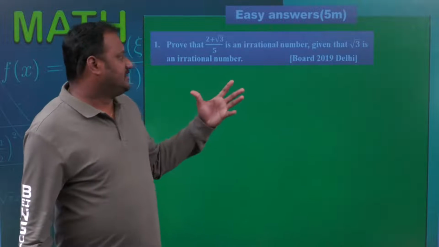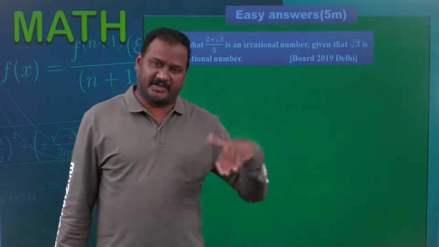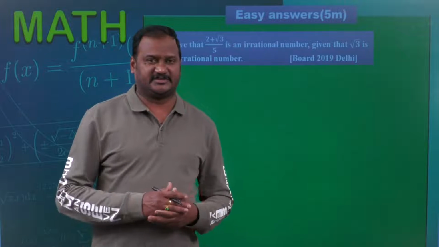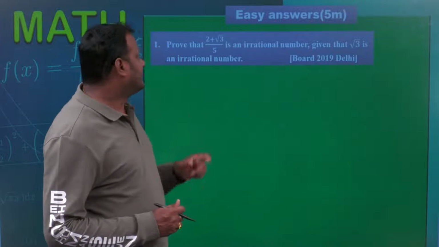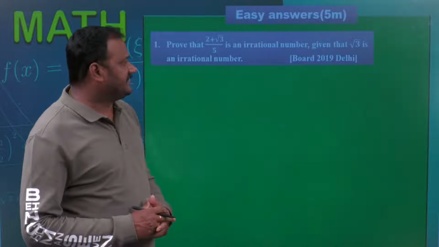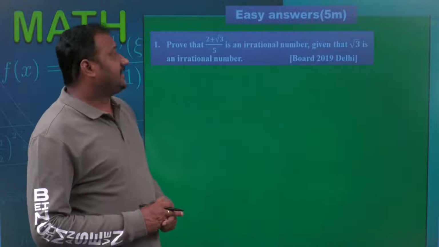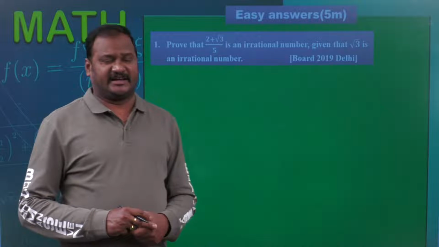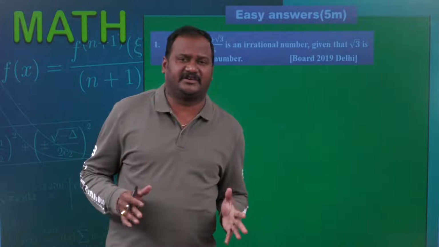So for that I listed out a few set of problems which were given frequently in previous board examinations. We'll be starting with the first problem, that is, prove that (2 plus root 3) divided by 5 is an irrational number, given that root 3 is an irrational number. I just want to explain one very important thing for this.